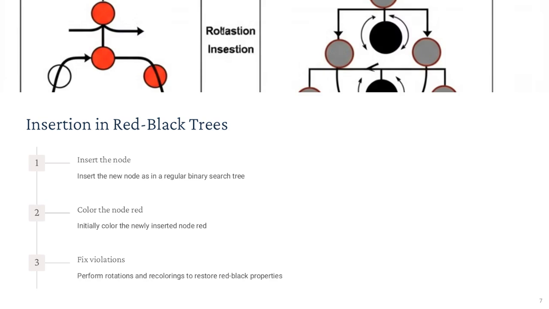This step involves recoloring nodes and performing rotations as needed. The goal is to restore the properties, such as ensuring that no red node has a red child and that the black height remains consistent across all paths. The procedure RB insert fix-up handles these adjustments, ensuring the tree remains balanced and efficient for subsequent operations.